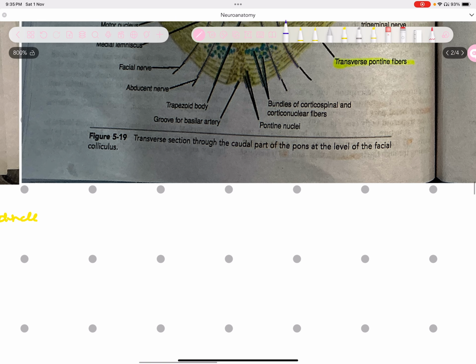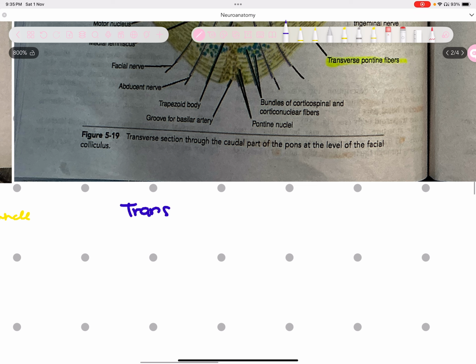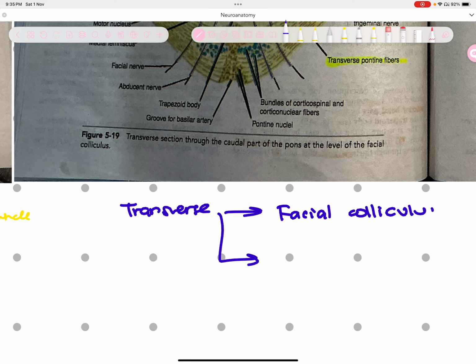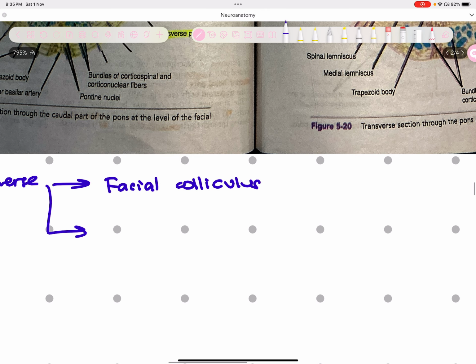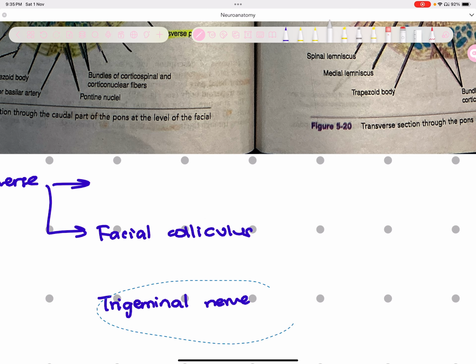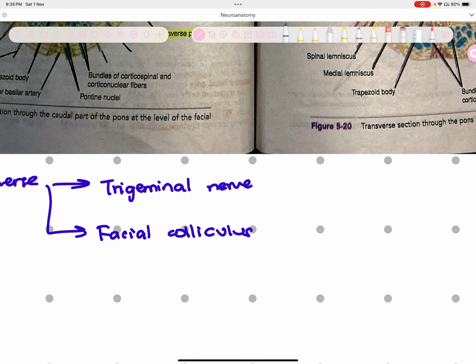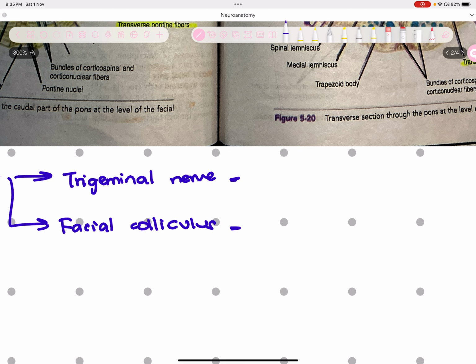So whenever you're looking at the transverse section, you have to look at it at two levels. One is at the level of your facial colliculus, and the other is at the level of the trigeminal nerve. So facial colliculus level is lower, and the trigeminal nerve level is on the top. So this is your cranial portion, and this is your caudal portion, right?